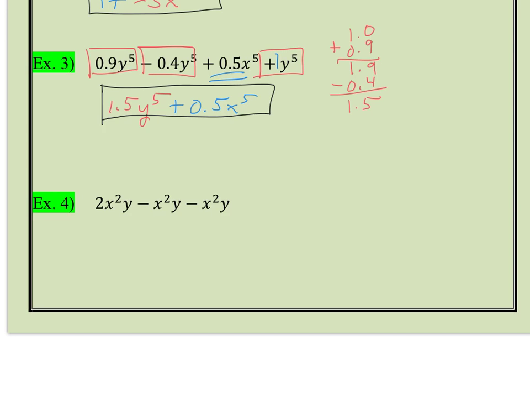The last example on this page, they all have x's and y's. But are they all raised to the same exponent? The x's are, and the y's are all to the first power. So all three of these are like terms.